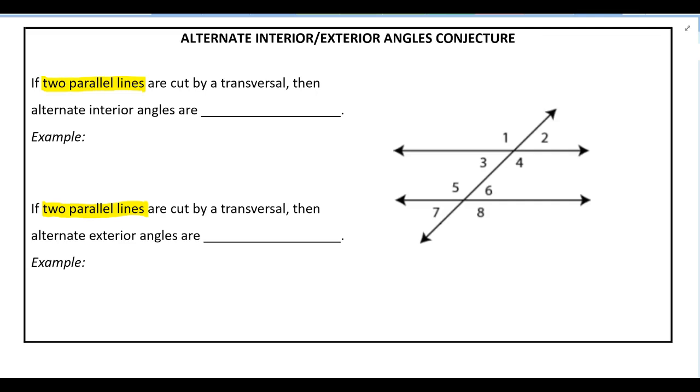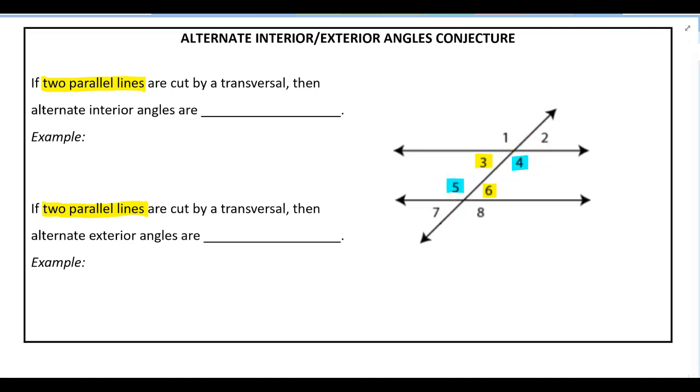So if two parallel lines are cut by a transversal, then alternate interior angles. Let's take a look at a pair of alternate interior angles. So here's 3 and 6, and if you take a look at the picture, it looks like these would be congruent. These two, 3 and 6, are acute. They look like they'd be the same size. And then here's the other pair, 5 and 4. Those are obtuse angles, and they look like they are congruent.